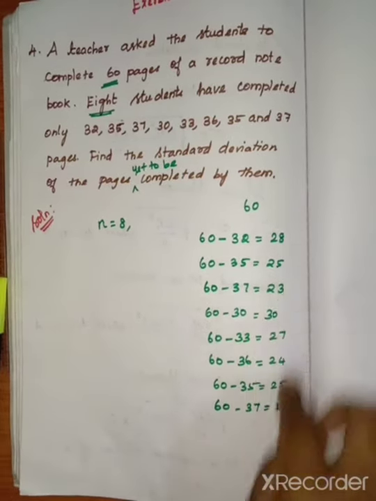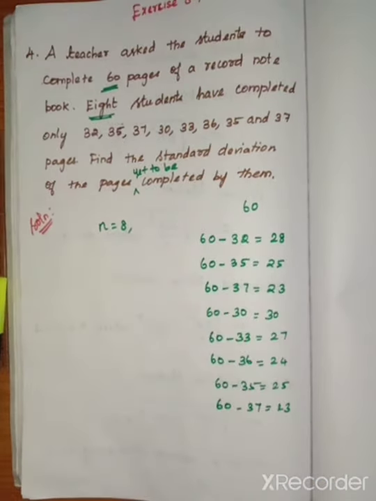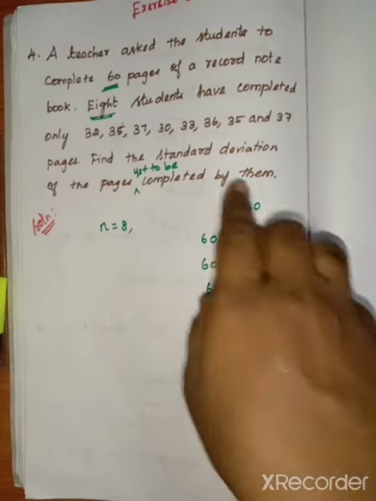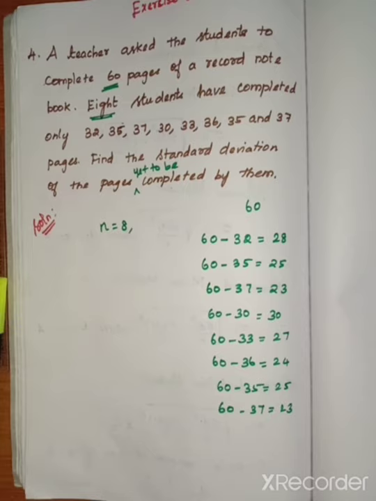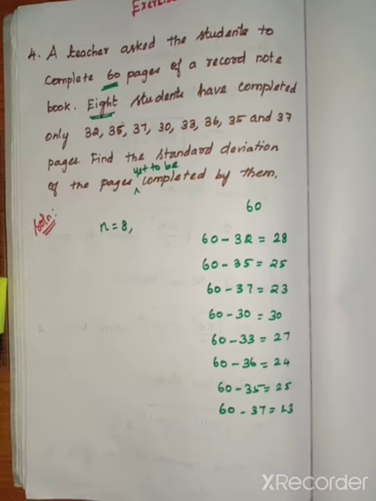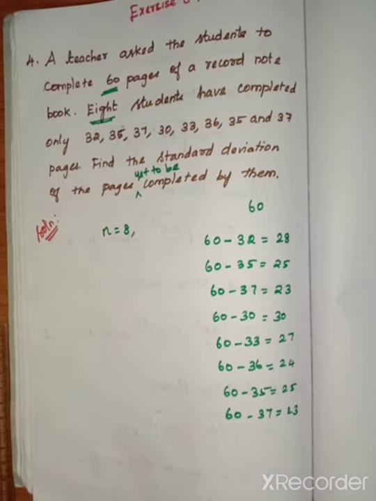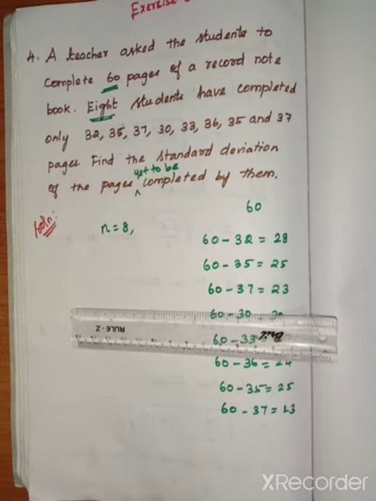For this alone they ask the standard deviation. For this sum we can use any method because it is ungrouped data. For ungrouped data, all 4 methods can be used. Here we can use the direct method. Direct method means we want to find summation xi and summation xi squared. For that we have to make a tabular column.